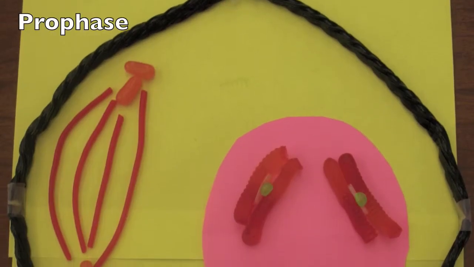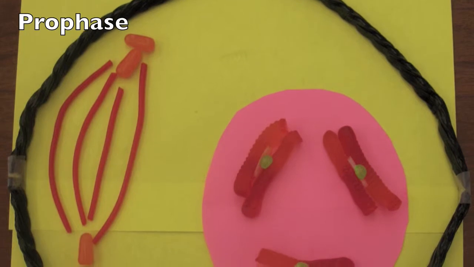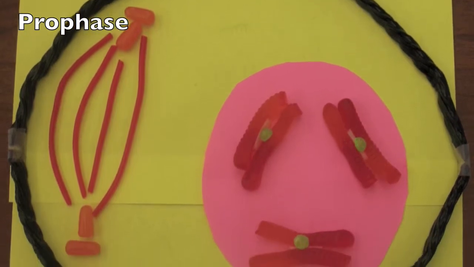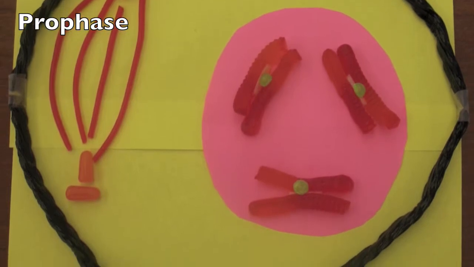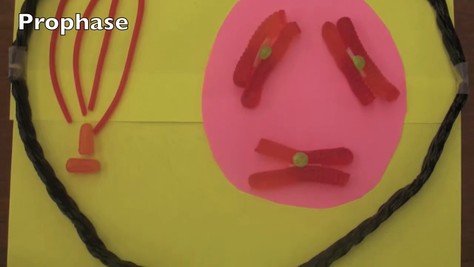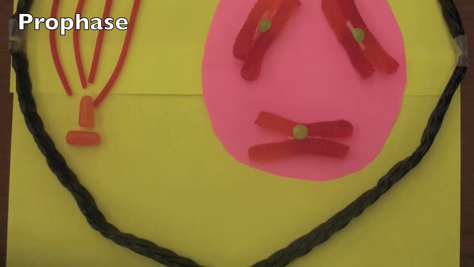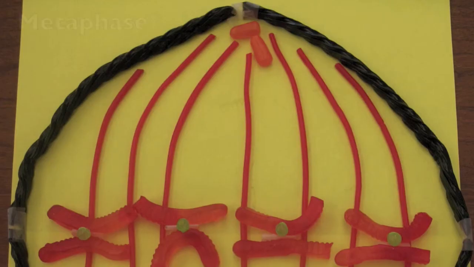Prophase. The chromatin begins to condense into chromosomes, and the chromosome consists of sister chromatids, which are attached at the centromere. The nucleoli disappear and the nuclear membrane breaks down. Also, the centrosomes move to the polar ends of the cell, and microtubules and spindles begin to form.